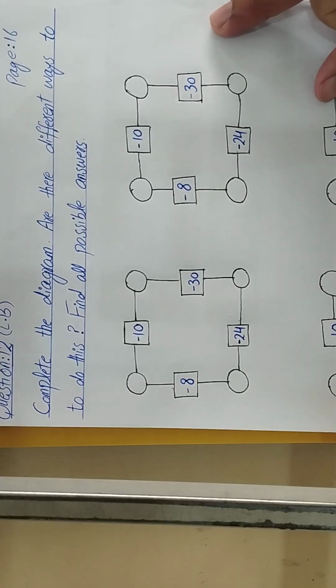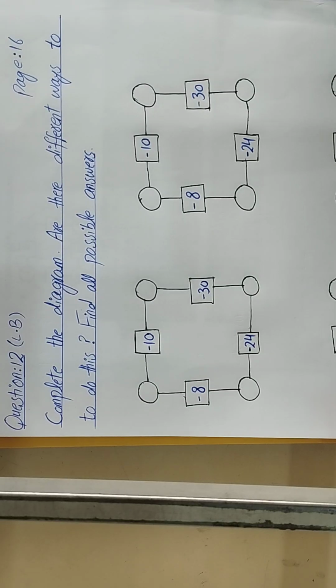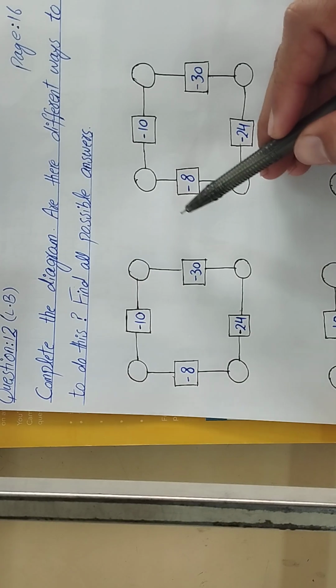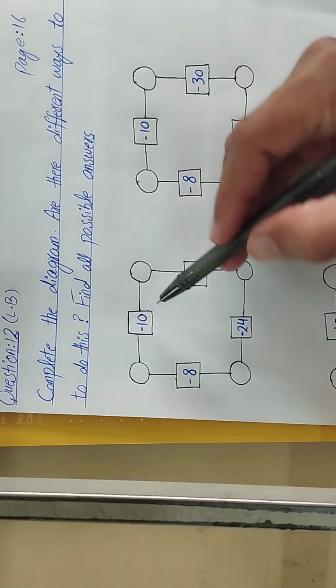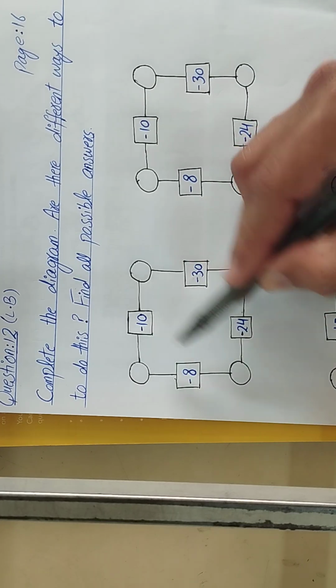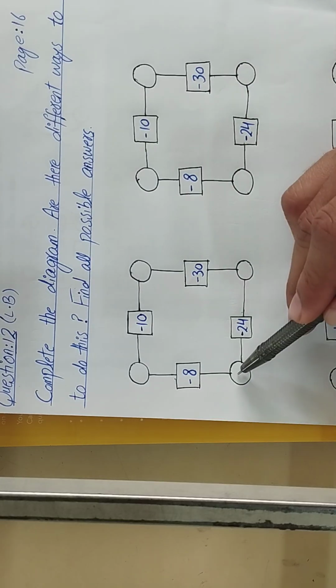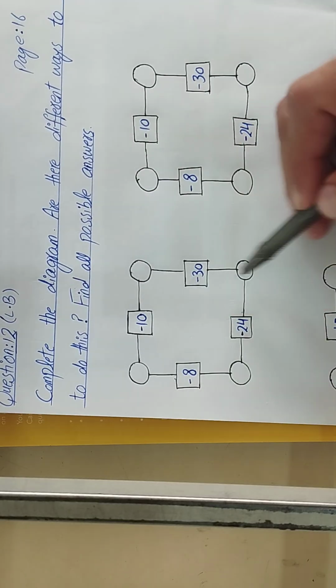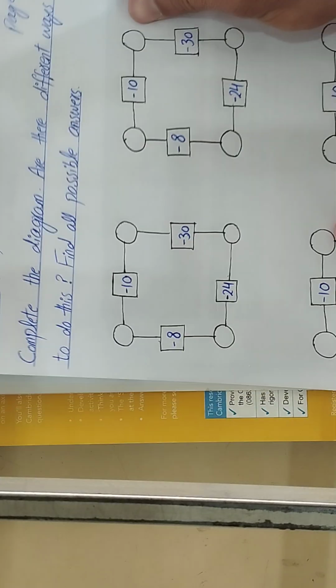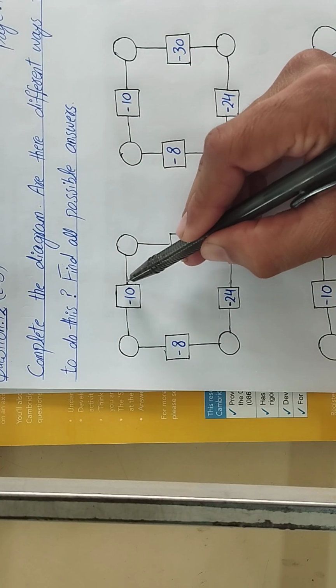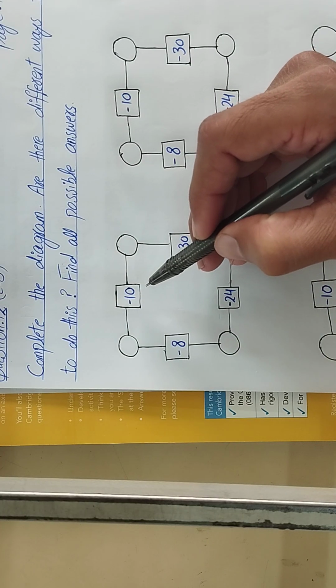Now let's find the missing numbers of this diagram. This one is question number 12, we need to complete this diagram. These numbers are already written and the numbers of the circles, these are missing. Now to find these missing numbers, see the factors of 10. 10 कौन से tables में आता है?